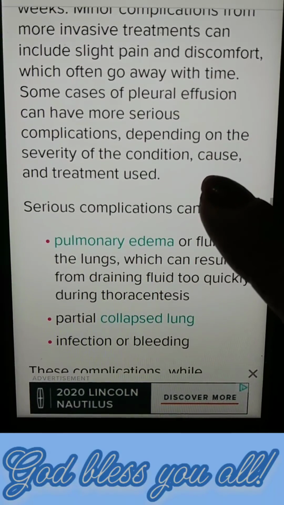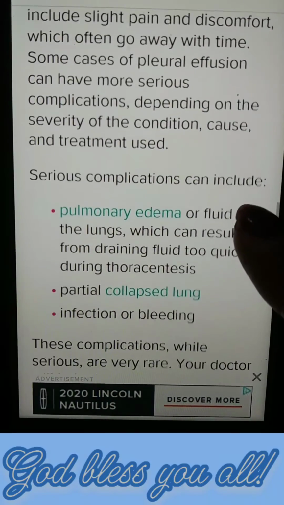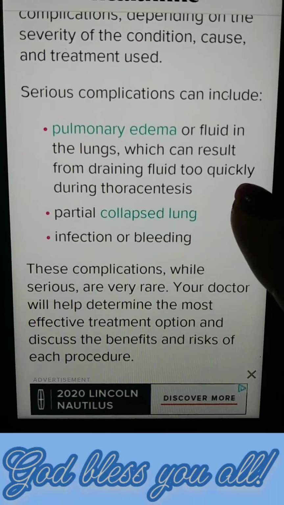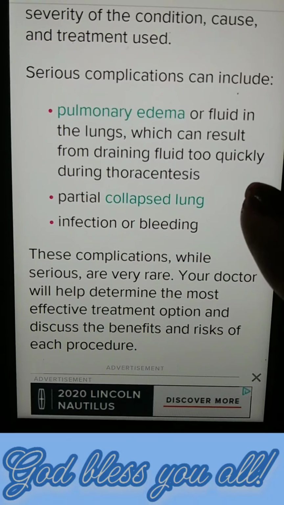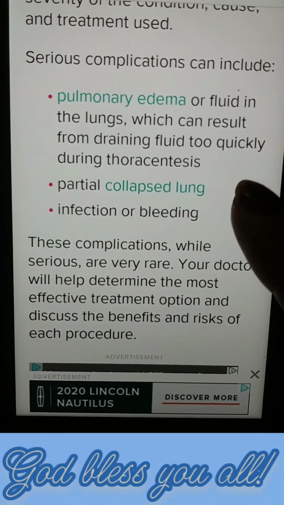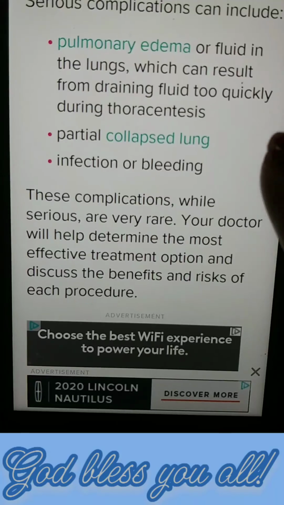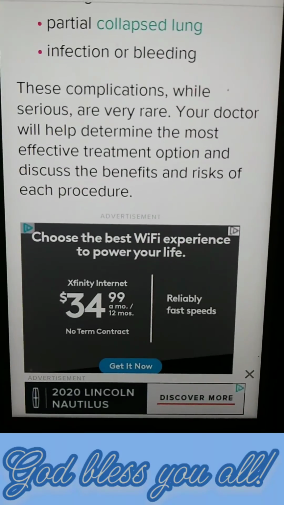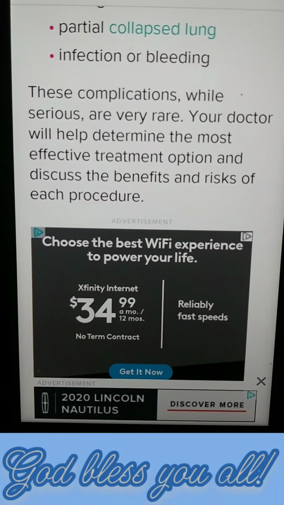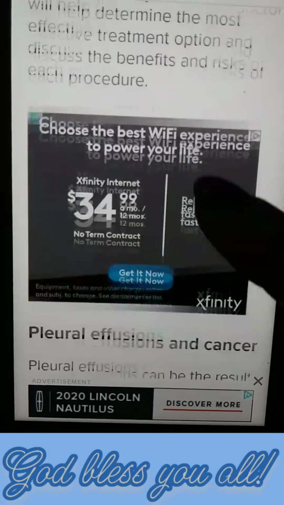Some cases of pleural effusion can have more serious complications depending on the severity of the condition, cause, and treatment used. Serious complications can include pulmonary edema, or fluid in the lungs, which can result from draining fluid too quickly during thoracentesis, partial collapsed lung, infection, or bleeding. Those complications, while serious, are very rare. Your doctor will help determine the most effective treatment option and discuss the benefits and risks of each procedure.